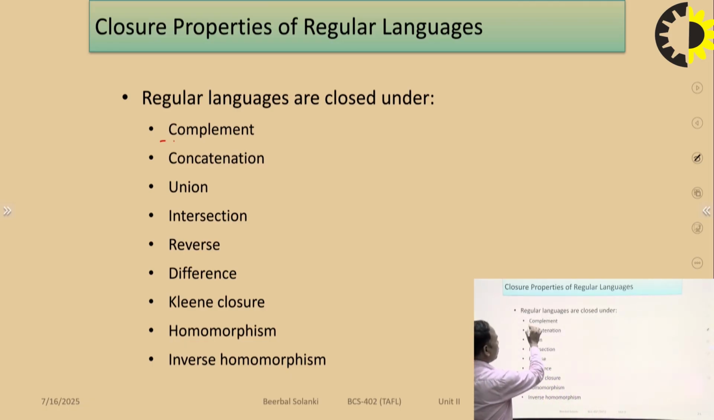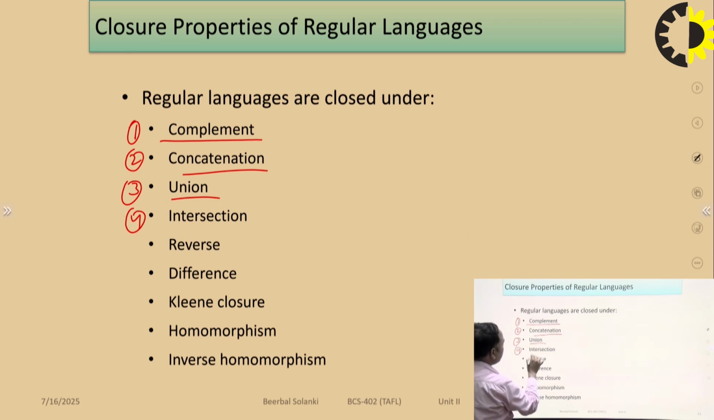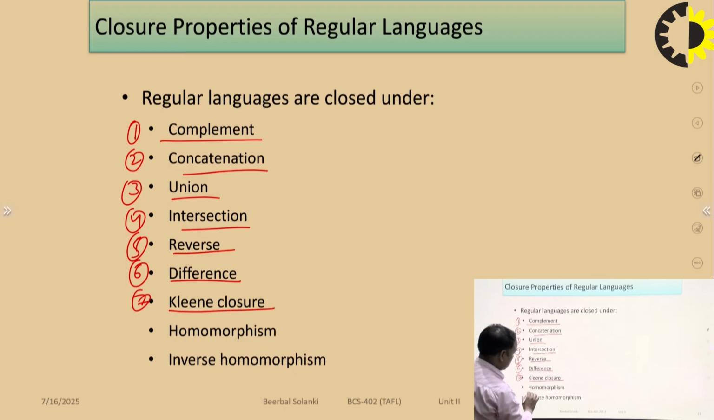First is complement, second is concatenation, third is union, fourth is intersection, fifth is reverse, difference, Kleene closure, homomorphism, and inverse homomorphism, that is 9. So we discuss one by one.